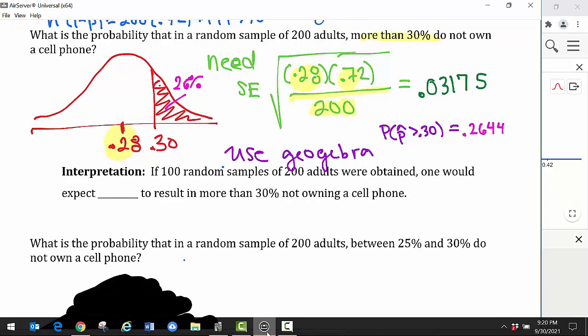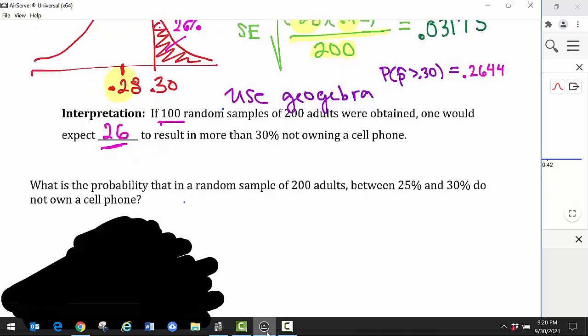So I would say if 100 random samples of 200 adults were obtained, one would then expect about 26 to result in more than 30% not owning a cell phone, because 26 is 26% of 100. Let's do a couple more.